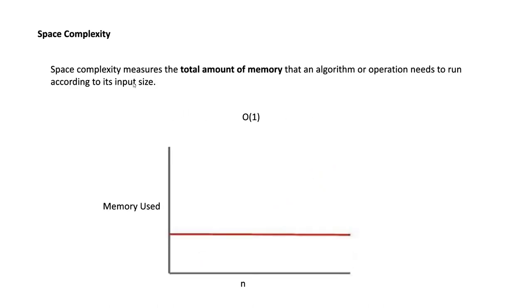Space complexity is O of 1. All we're doing is moving numbers around in the existing array, so there is no extra space needed.